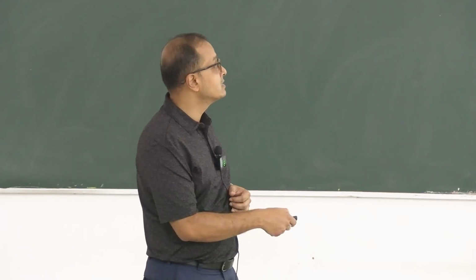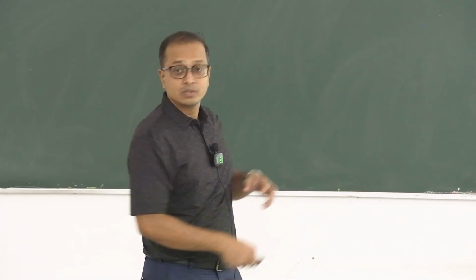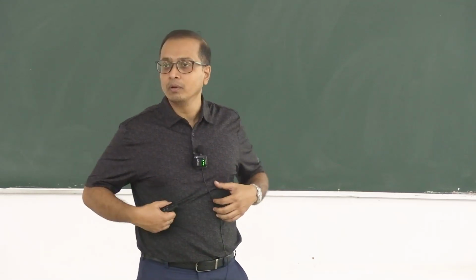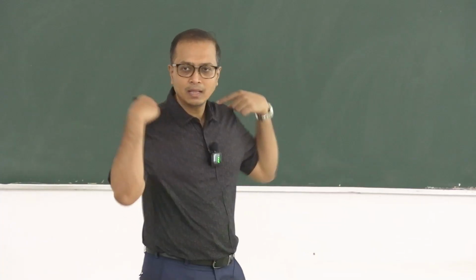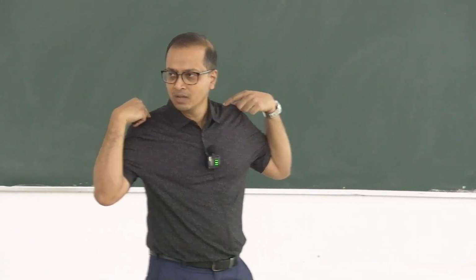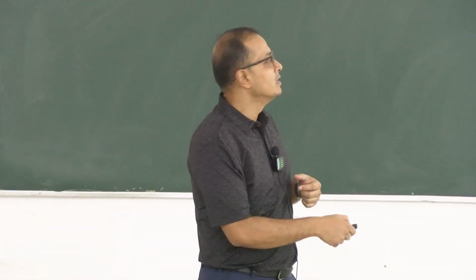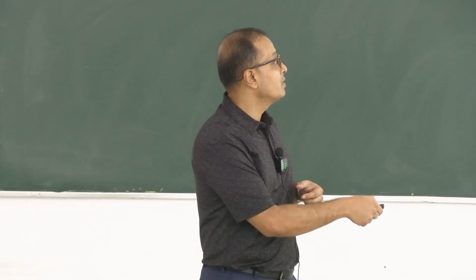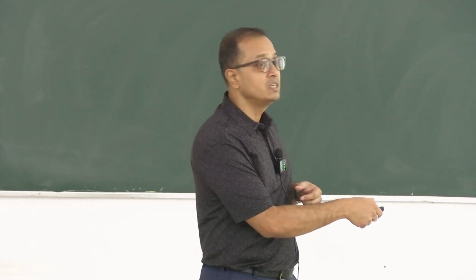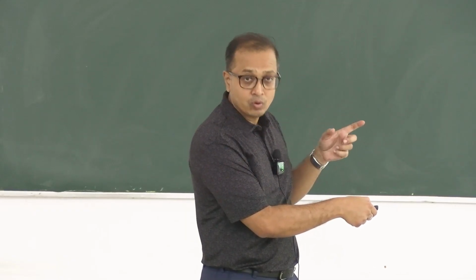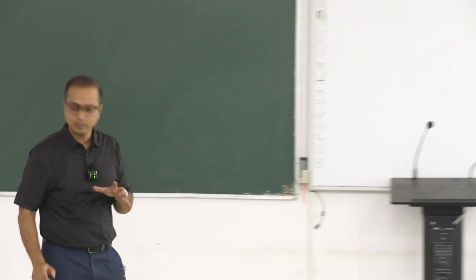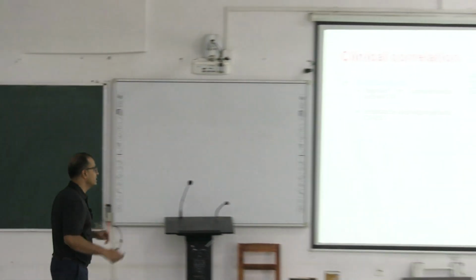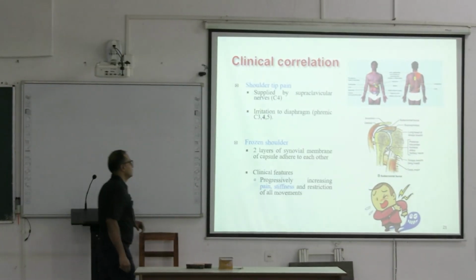You will understand this when you study the abdomen, but I am just introducing this word, shoulder tip pain. The skin supply of this region comes from the spinal nerve C4, that means the cervical 4th spinal nerve, which is known as the supraclavicular nerve. Okay, this is one thing we have to know, and the rest will be covered in the abdomen.